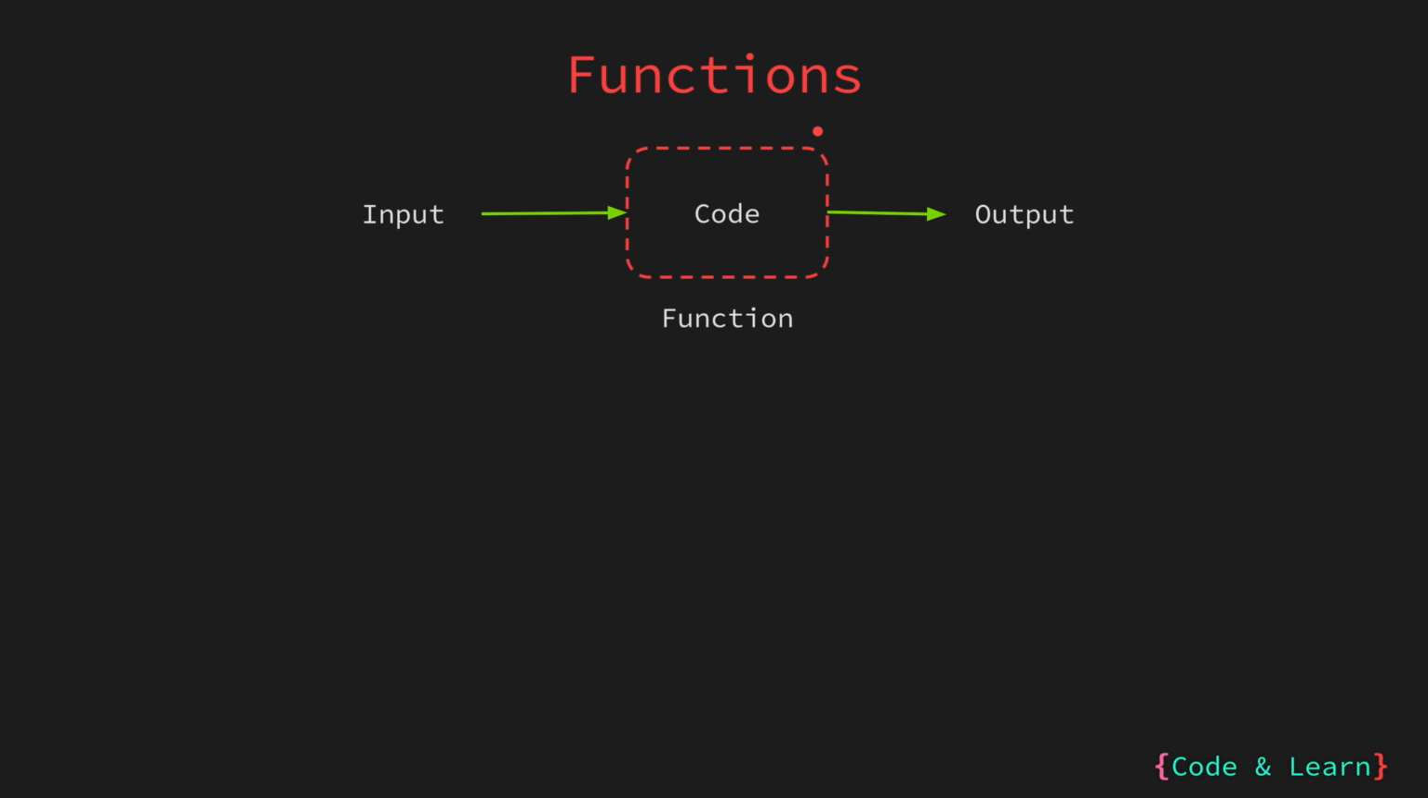Here, as you can see, we have a function block and you can supply inputs to that function. The code inside the function will process that input and give you an output. This is basically how a function works. The input and output paths are optional. That means a function may or may not accept input. Similarly, a function may or may not provide an output.